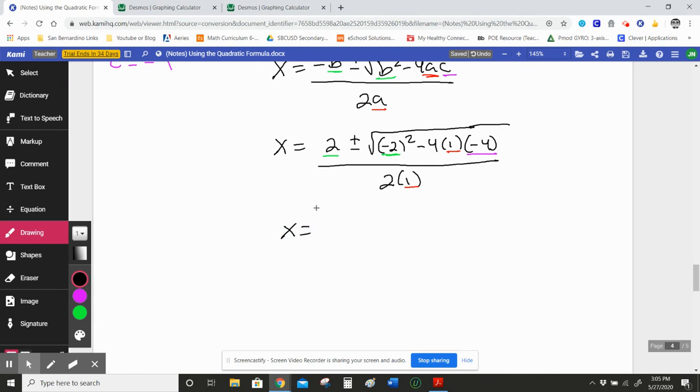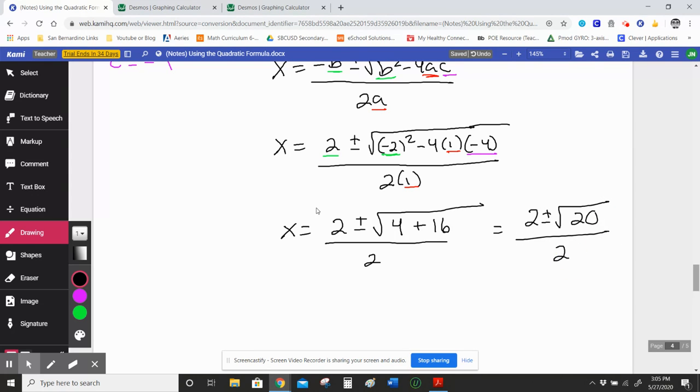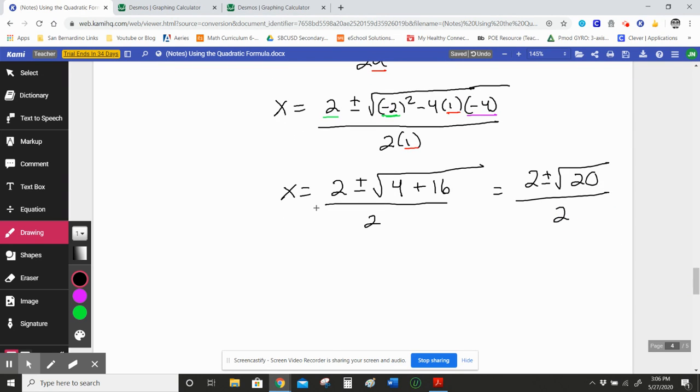So it's going to be 2 plus or minus the square root of negative 2 squared, which will give me 4. Negative 4 times 1 is just negative 4, and then negative 4 times negative 4 is positive 16, so this will be plus 16. On the bottom, I have 2 times 1, which is just 2. So then this becomes 2 plus or minus the square root of 20, right? Because 4 plus 16 is 20, and then you put it all over 2. So this is my final answer.